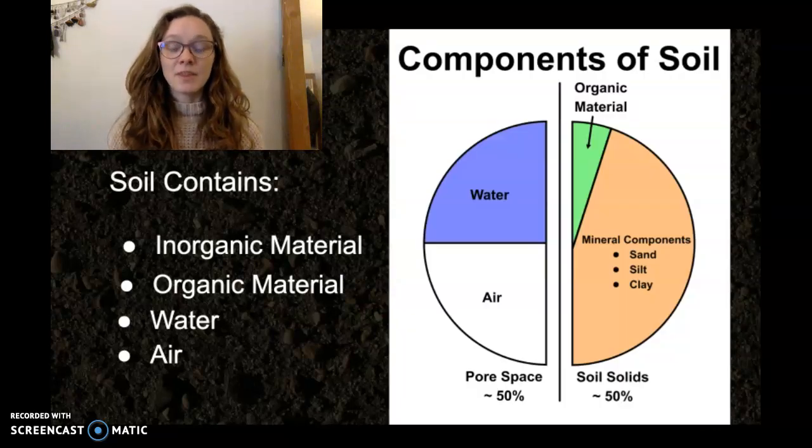In this diagram, the orange slice, the biggest one, is our inorganic material. They call it mineral components here. But those inorganic particles account for about 45% of our soil. Another 5% comes from organic material. Then about half of what we think of as soil is actually space between the particles. And that space can either be filled with air or water depending on weather and other conditions.